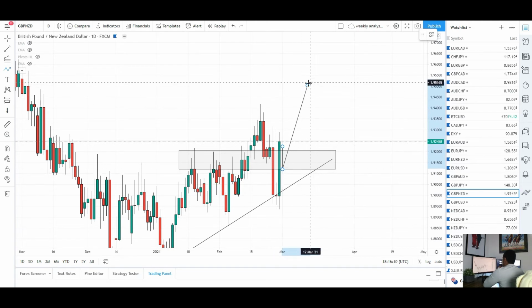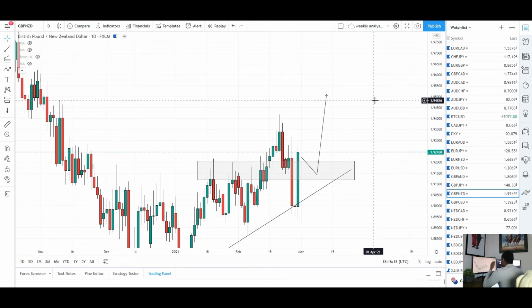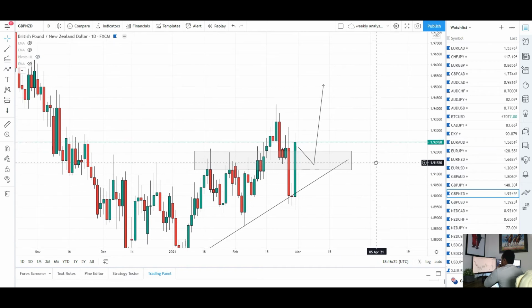And then we'll be looking to target 1.95. Again, 1.96 is probably a bit long-term target. Don't expect to see GBPNZD reach that within a week, maybe 2 or 3. So biases to the upside for next week.